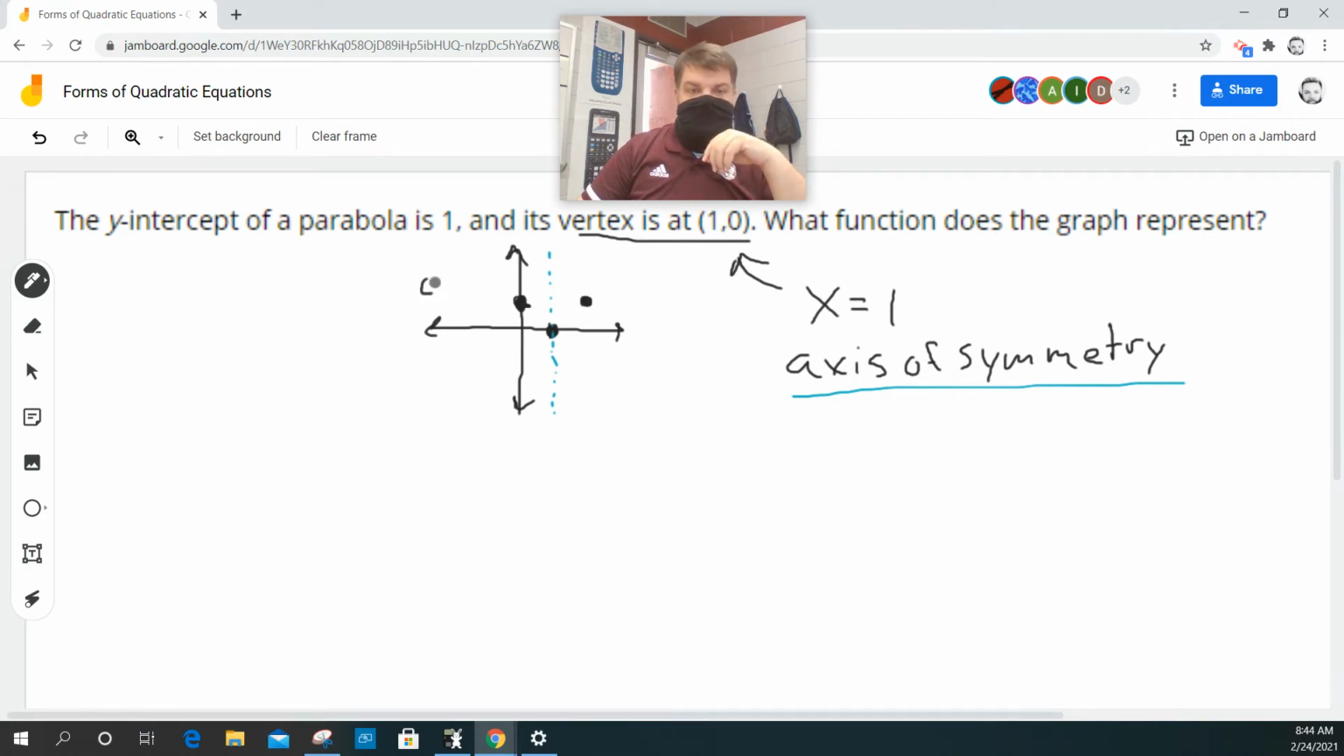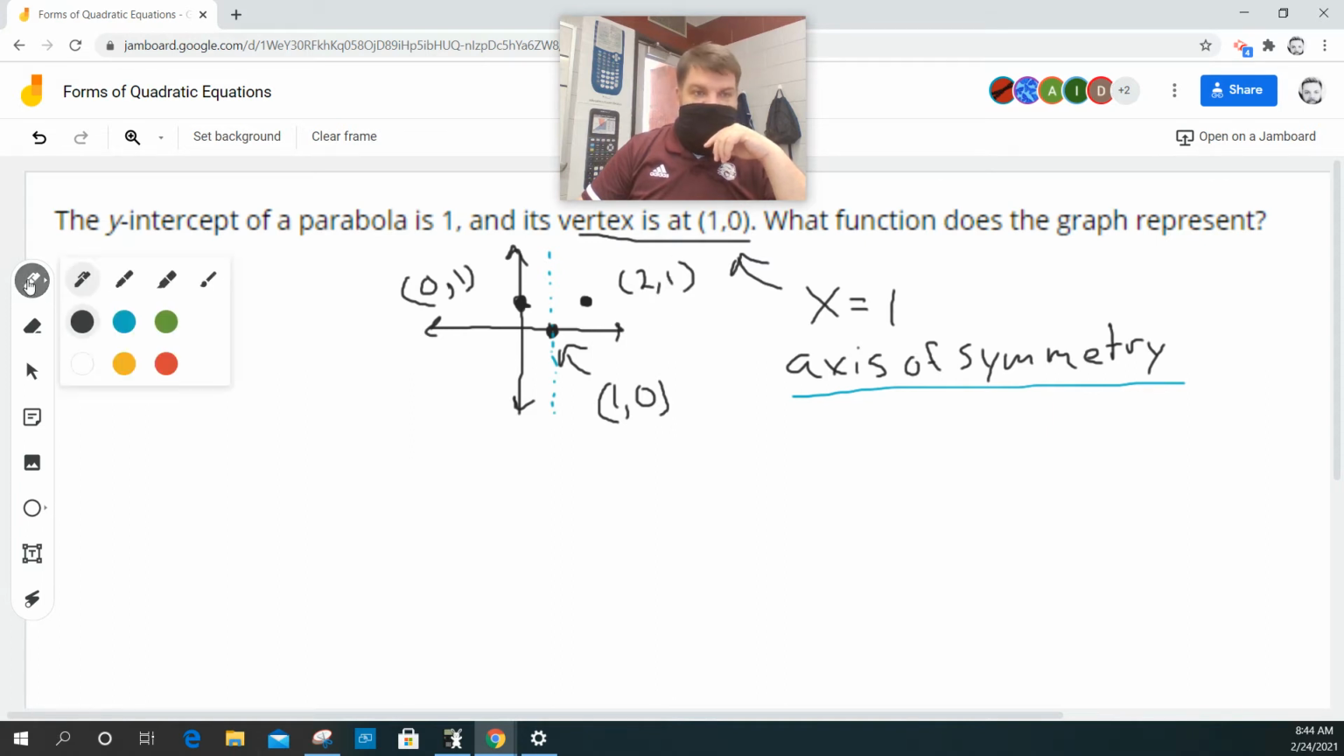So let's start labeling these things. This is (0, 1). That's the y-intercept. This is (1, 0). And then this would be (2, 1), right? (2, 1). So then my graph looks like this. That's my function f of x.